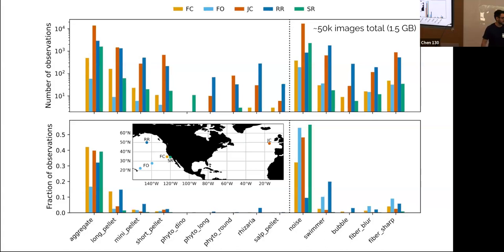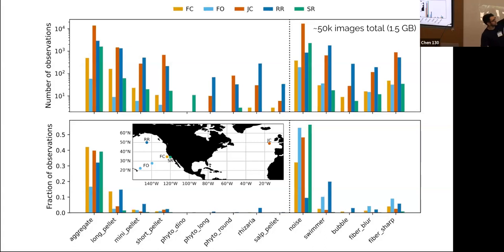So on the x-axis, we have different classes of particles. That vertical line separates the different classes between particles that contribute to the flux on the left-hand side, and then different things like swimmers or zooplankton that don't contribute to the sinking flux, bubbles, or just bubbles in the gels. So just things that we don't want to count towards the actual passive sinking flux of particles, but we'd still like to isolate and separate so as to not confuse them for sinking particles.